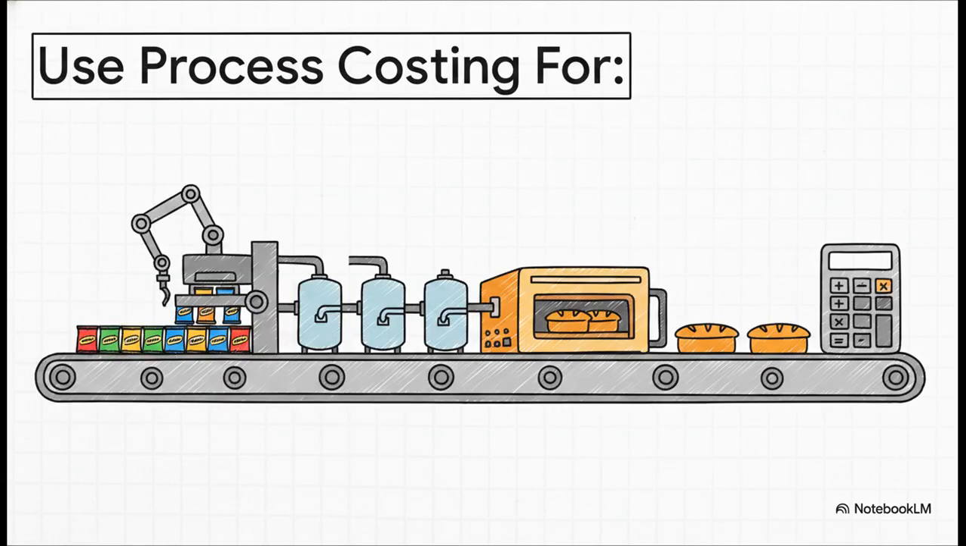And on the flip side, you've got process costing. This is for the world of high-volume, uniform products. We're talking about a factory pumping out packaged snacks, a chemical plant, or a huge bakery that makes thousands of loaves of bread a day. Here, you're not worried about the cost of one specific bag of chips, but the average cost to produce a bag during Tuesday's morning shift.